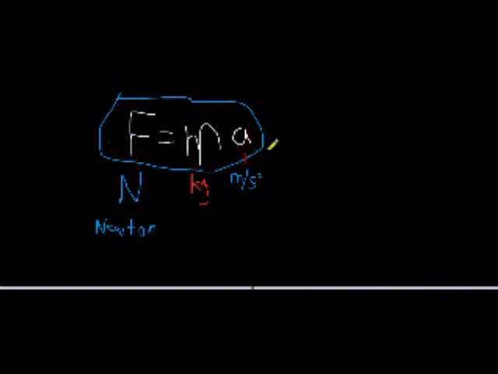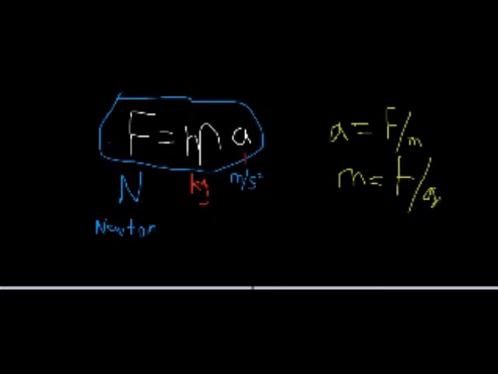So if we have F equals ma, we also have to draw a conclusion that A equals F divided by M, because if we flip the equation, then it becomes like this. And M equals F divided by A. So this is, in my opinion, where problems get a little harder.